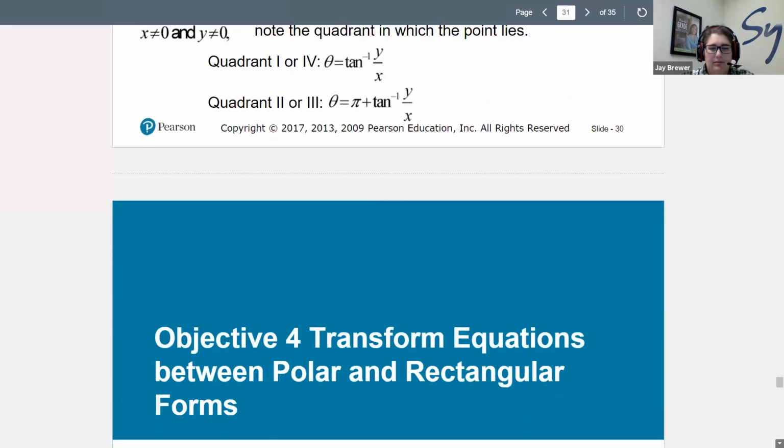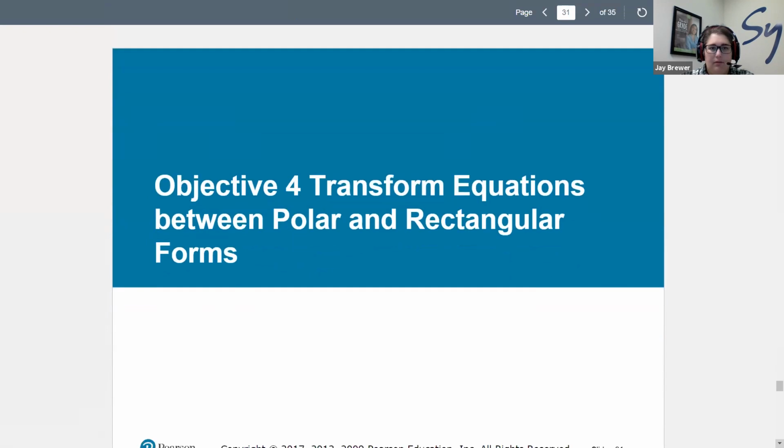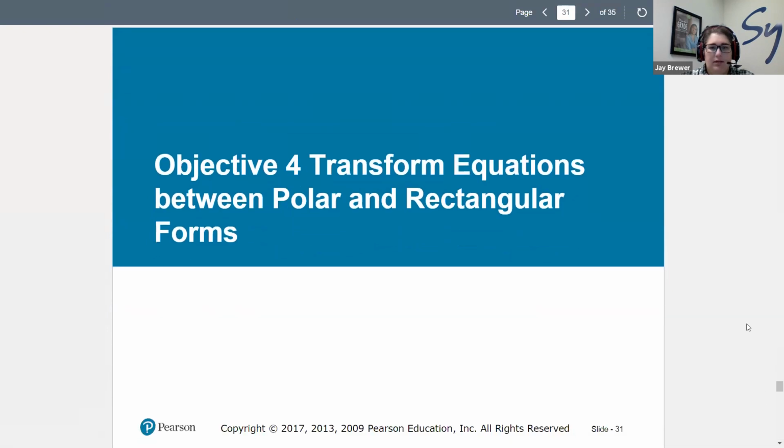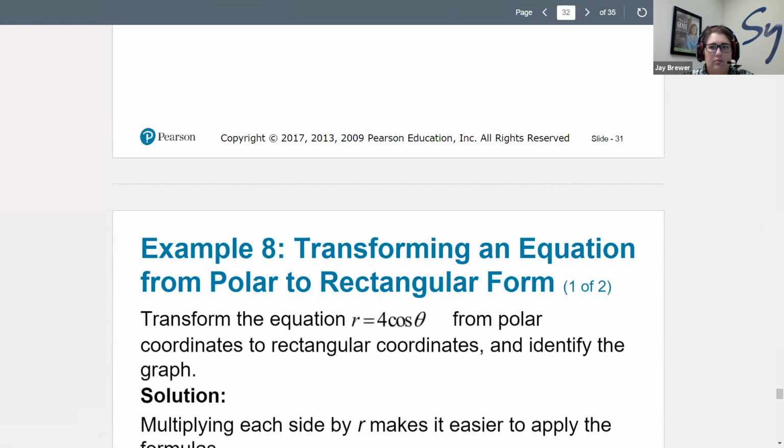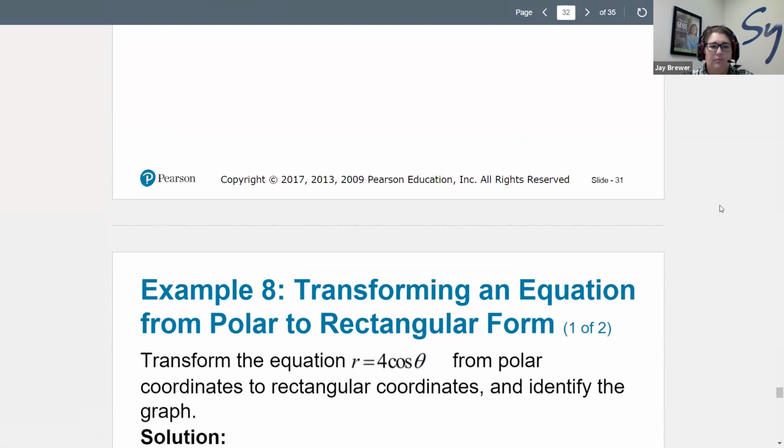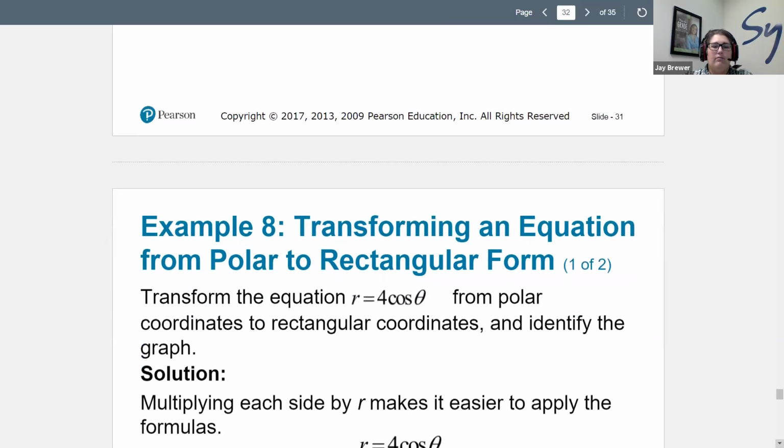I'm going to wrap this PowerPoint up. Objective 4 is transforming equations between polar and rectangular forms. So if we want to transform the equation r equals 4 cosine theta from polar coordinates to rectangular coordinates and identify the graph.